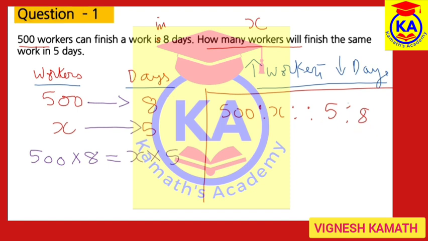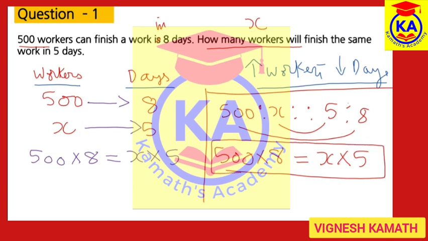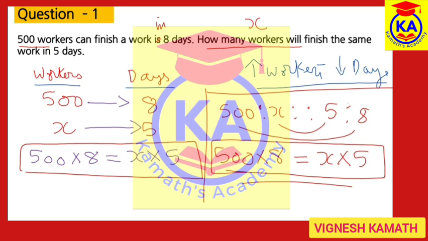Now we are going to apply the main formula of proportion. What is the main formula? Product of extremes is equal to product of means. What is the product of extremes? 500 into 8. 500 and 8 are extremes. Means are x and 5, so the product of means is x into 5. Product of extremes is 500 into 8, equal to x into 5. Look at this and look at my short trick: 500 into 8 is equal to x into 5. Same thing we have got here.